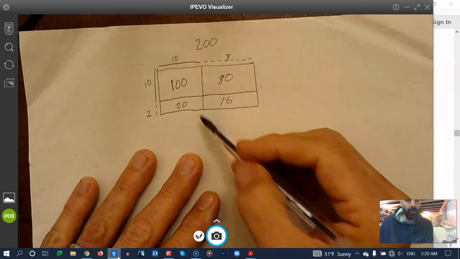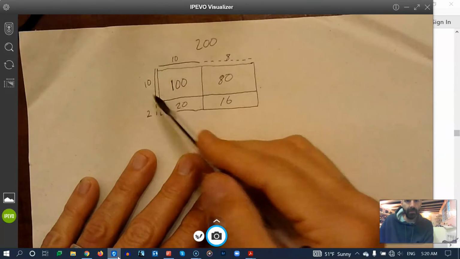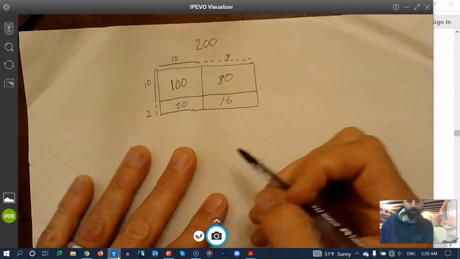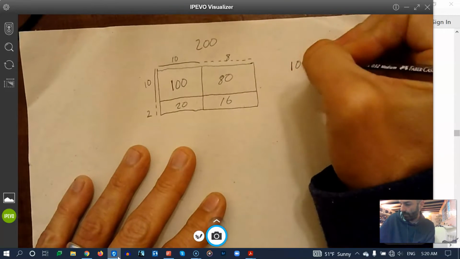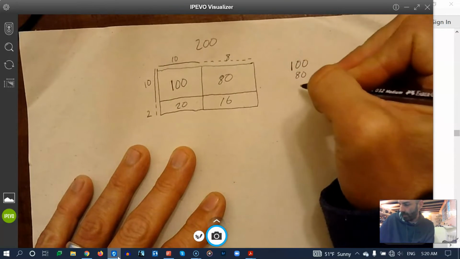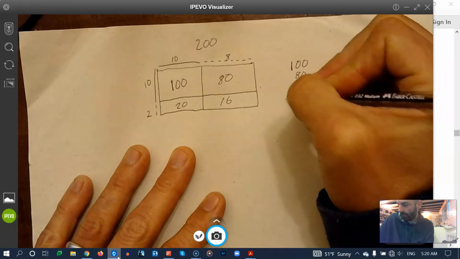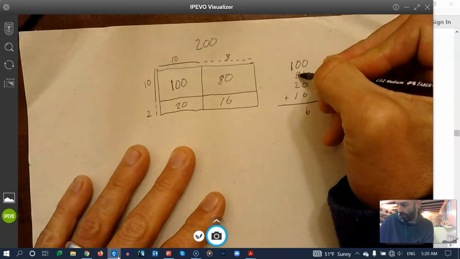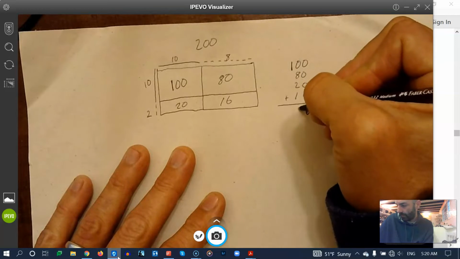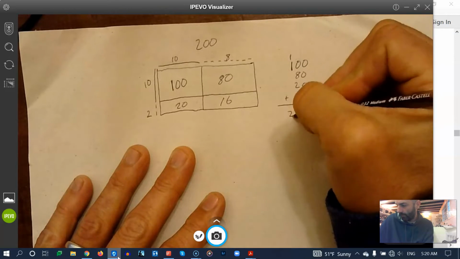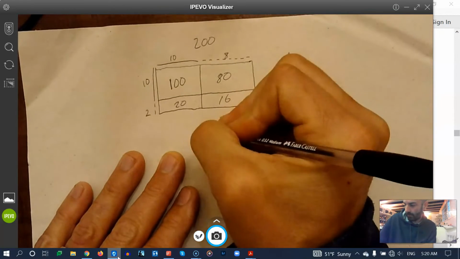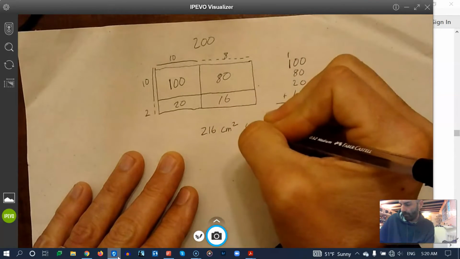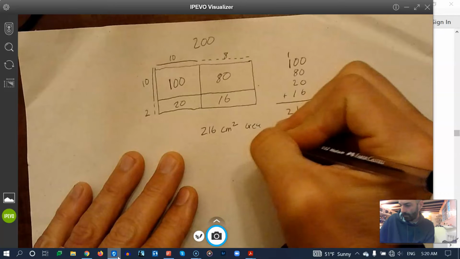So these are all called partial products. I have this problem that's 18 times 12, and I've broken it into partial pieces that I now need to add together to get my answer. So I have 100 plus 80 plus 20 plus 16. 0 plus 6 is 6. 0 plus 8, 8 plus 2 is 10, plus 1 is 11, carrying a 1, 216. So they need 216 centimeters squared will be the area of this sandbox.